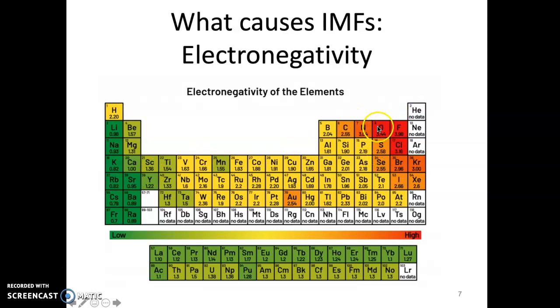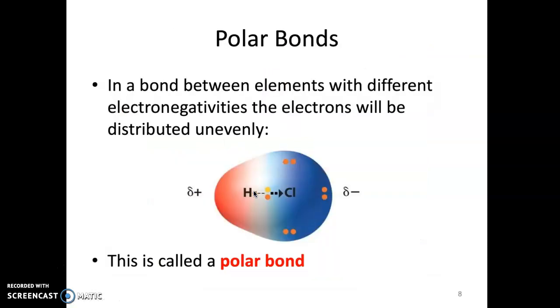Now, because we're in the unit talking about organic chemistry, we're really going to be focusing around this part of the periodic table plus hydrogen over here, because those are the elements that are involved in organic chemistry. But this is just a broad picture of what it looks like. So in a bond, which is how molecules are stuck together, in a bond between elements with different electronegativities, the electrons will be distributed unevenly.